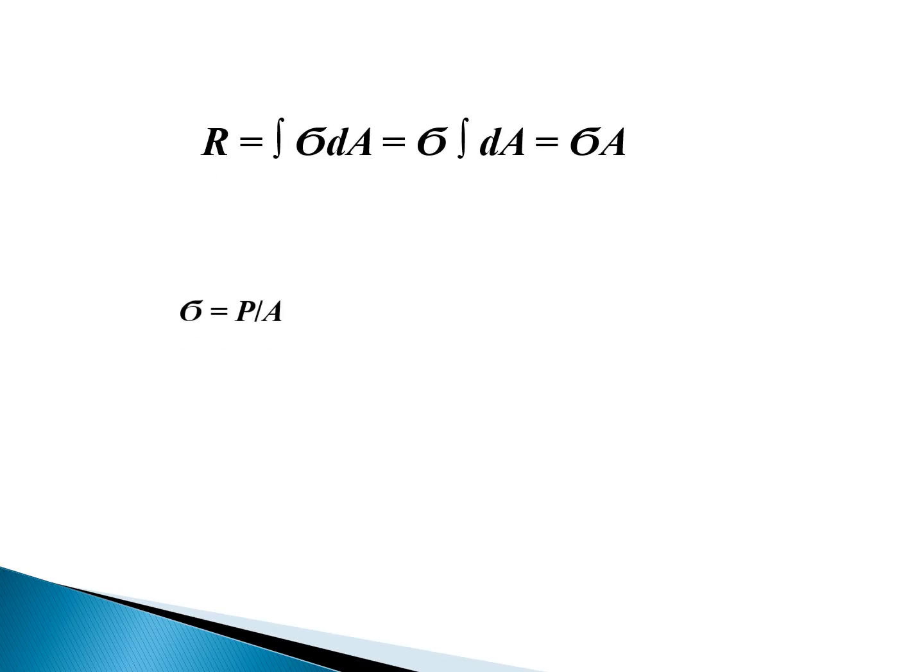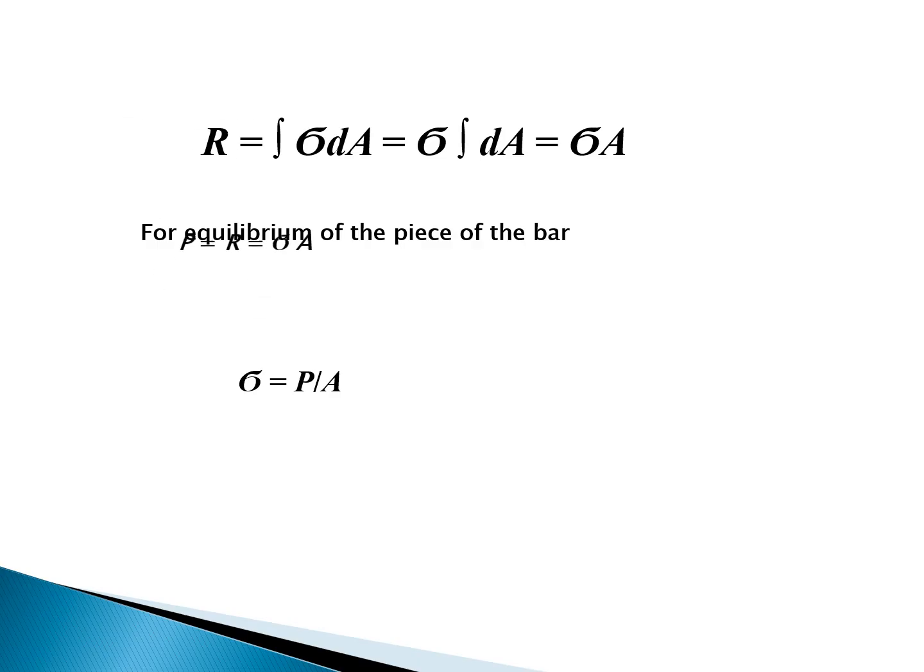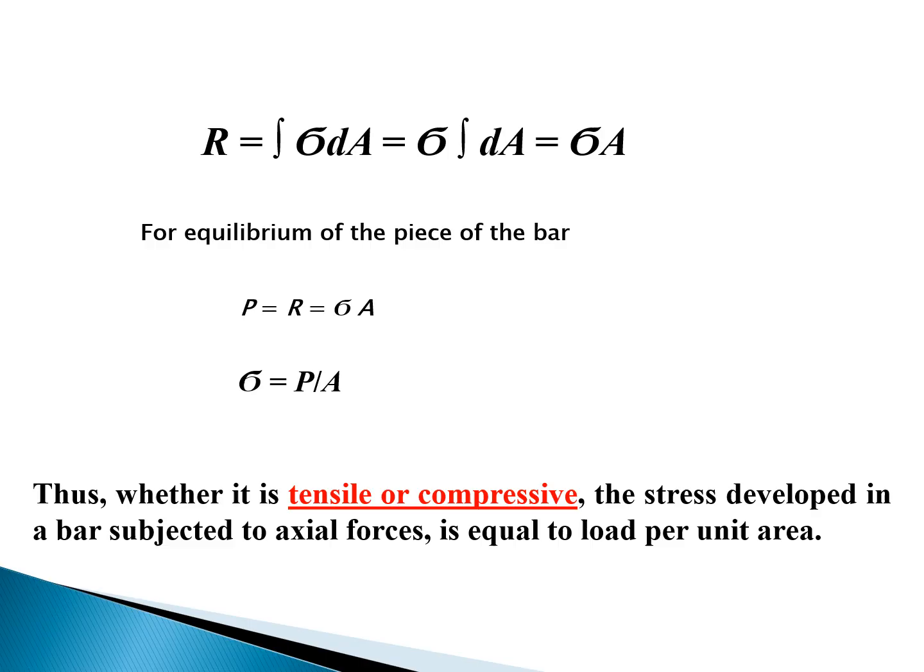So this is the resistance, and for equilibrium, P is the force, R is the resistance. So you can write that P equals R equals sigma A. So sigma equals P by A. Now thus whether it is tensile or compressive, the stress developed in a bar subjected to axial force is equal to the load per unit area.